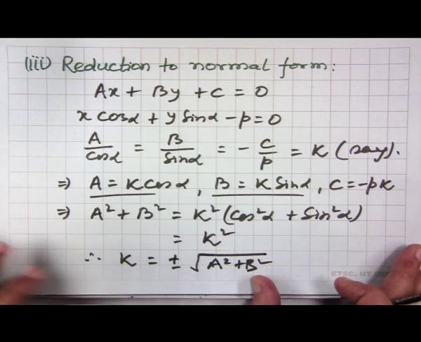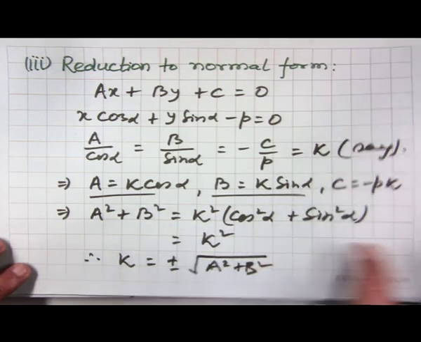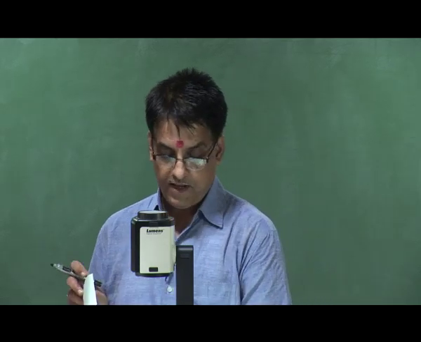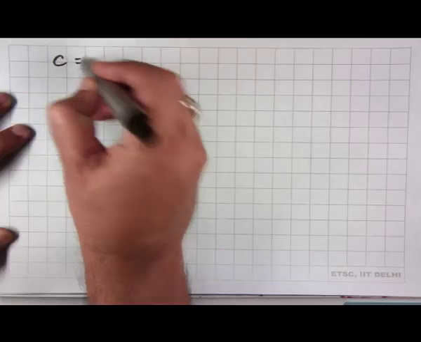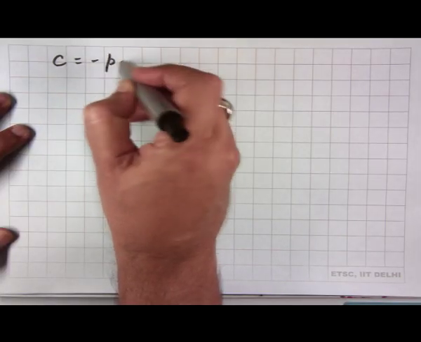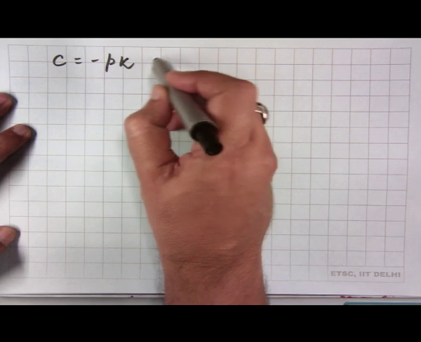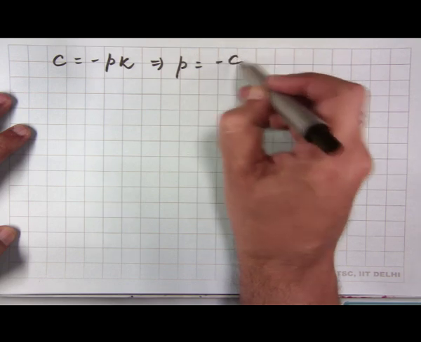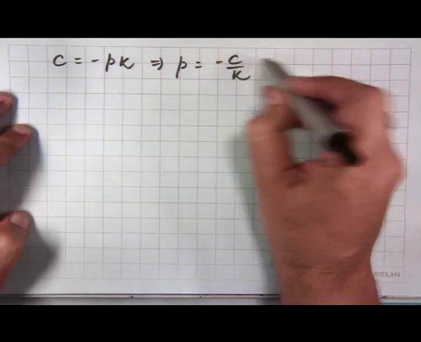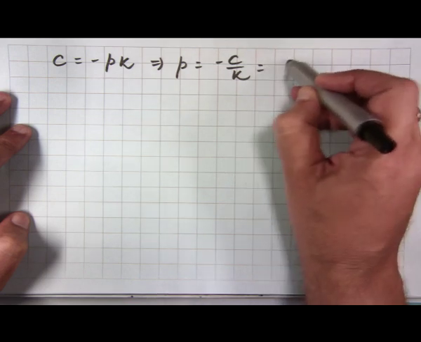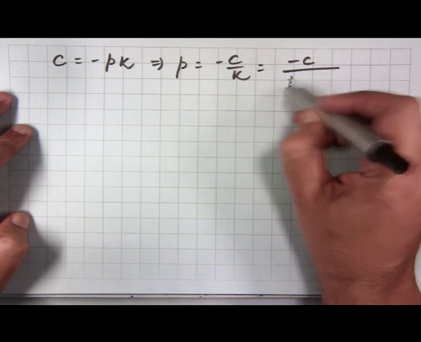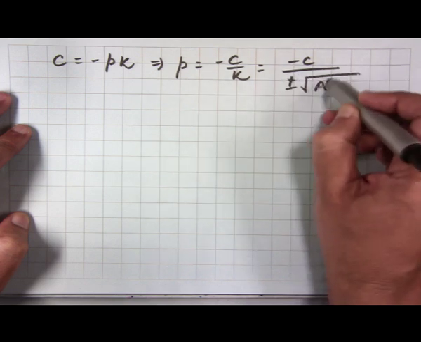Now we have c is equal to minus pk. This implies p is equal to minus c by k, which is equal to minus c by plus minus root under a square plus b square.